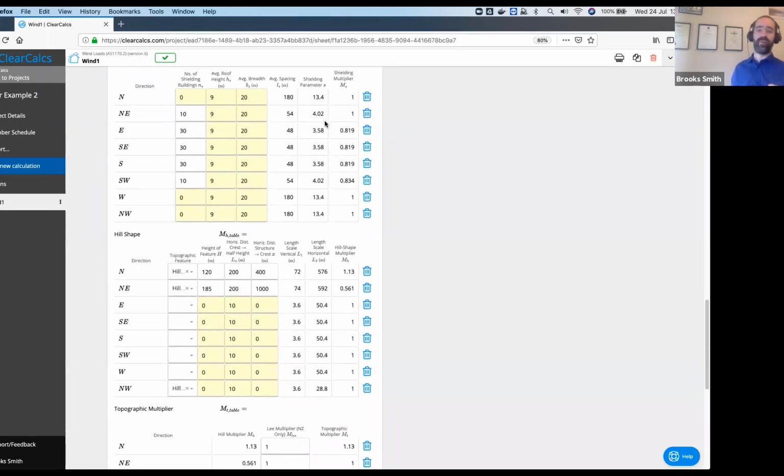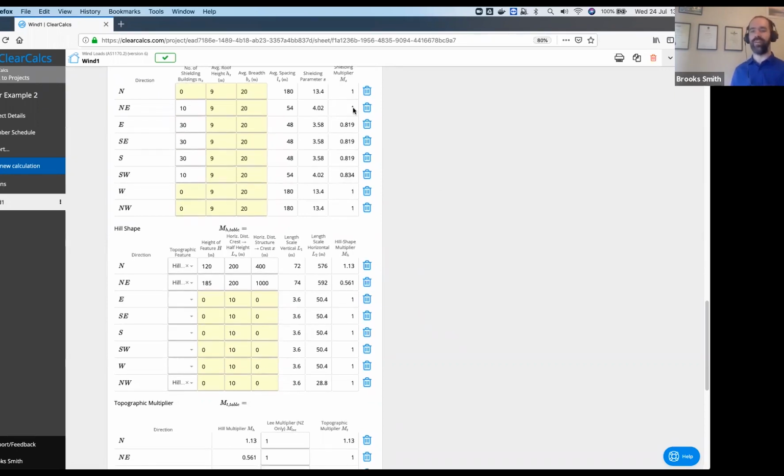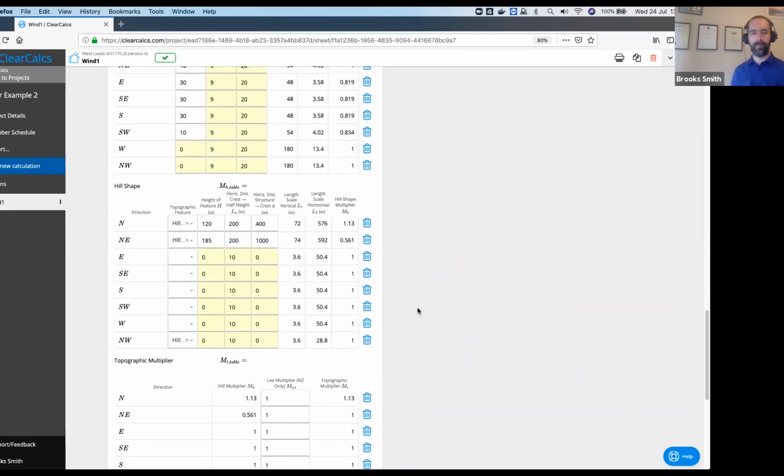You may have also noticed as I entered that in here, my shielding multiplier changed. It's 1.0 now in the northeast direction. That's because there's an additional clause for the shielding multiplier that says that we can't consider it. It's equal to 1.0 if the slope of the ground in that direction is greater than 20%. So we've checked that. That automatically becomes 1.0 for your M sub F value now.